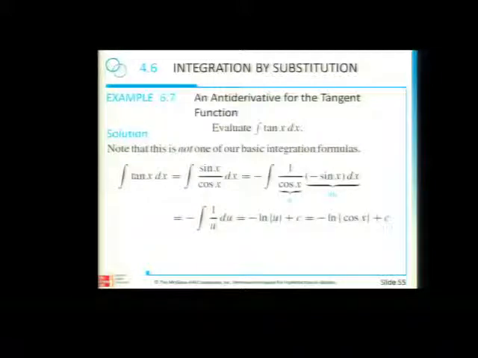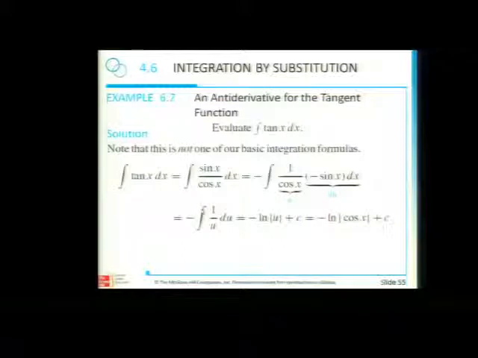Okay, this one. So integration of tangent x, okay? Tangent x, one function, one function, how to substitute? Well, we can change tangent x to become sine x over cosine x so that we have 2 functions, right?